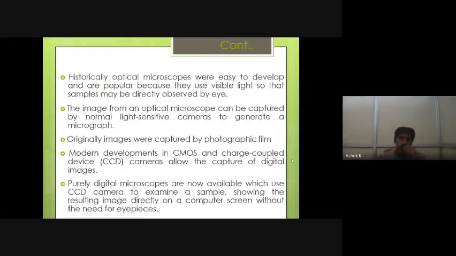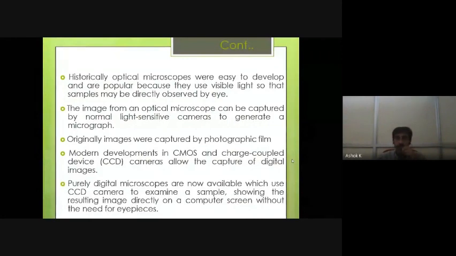And you know that the optical microscope works with the help of visible light, and the samples may be directly observed by the eye. Since the light source is used, we can see the samples, since they are magnified by using the lenses, so that it is visible to the observer to see the image of the sample.